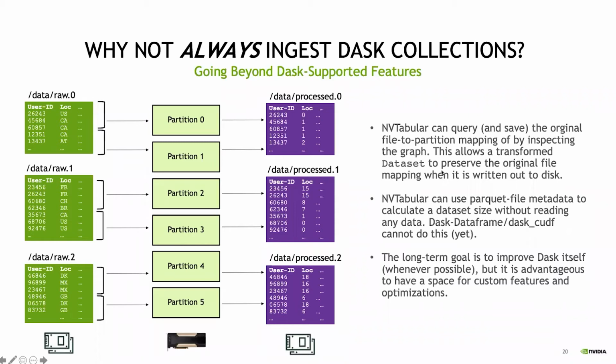For example, NVTabular can query and save the original file to partition mapping. It can inspect the graph to do this, and store this information. And then when you write the data set back out, it can map those same partitions back onto the same file names, or aggregate them together. And NVTabular can also use Parquet file metadata to calculate the size of your data set or your iterator without even reading any data in at all. It can just use the metadata. Dask-Dataframe can do this, but it just doesn't do it yet. So it's worth noting, in the long run, we want to move all these optimizations into Dask itself, but it is very advantageous to have this space where we can do custom optimizations and get ahead of the curve a little bit.